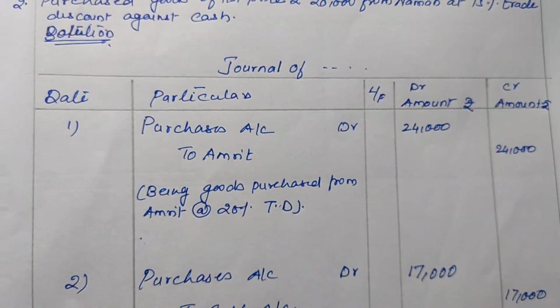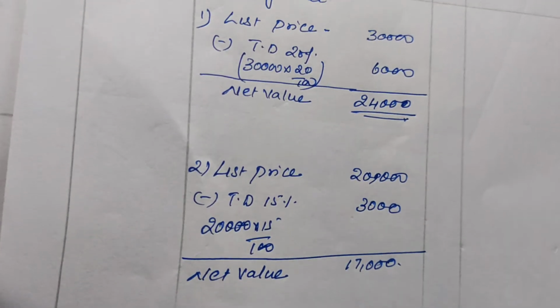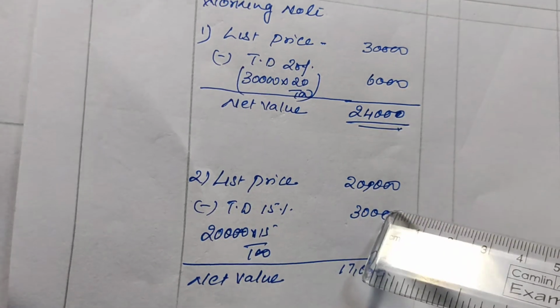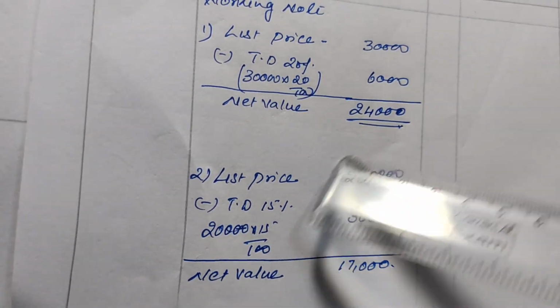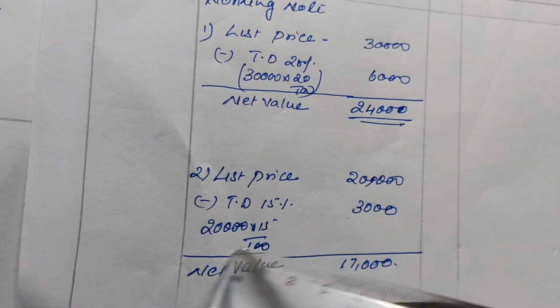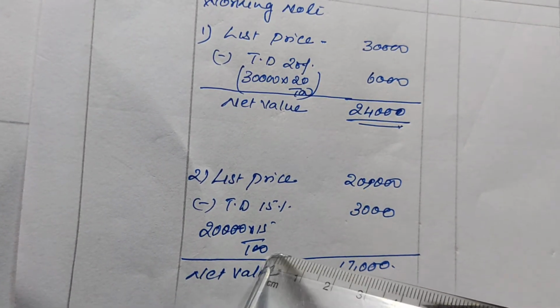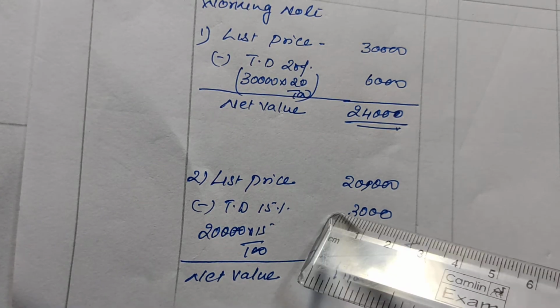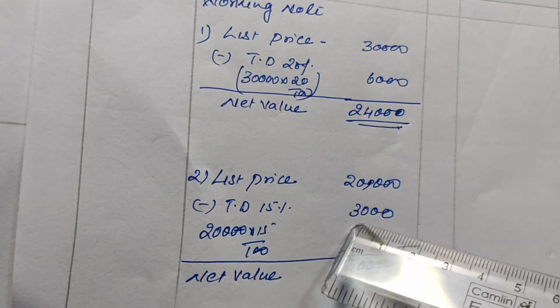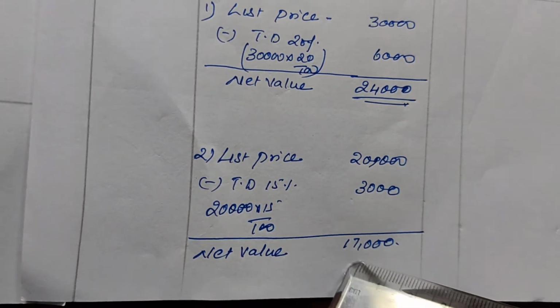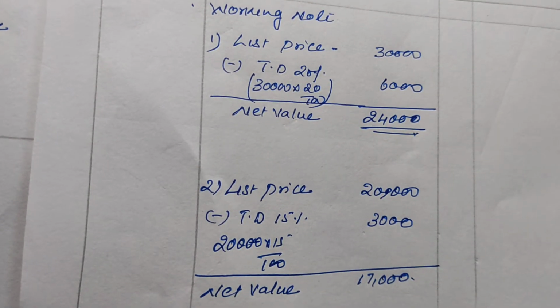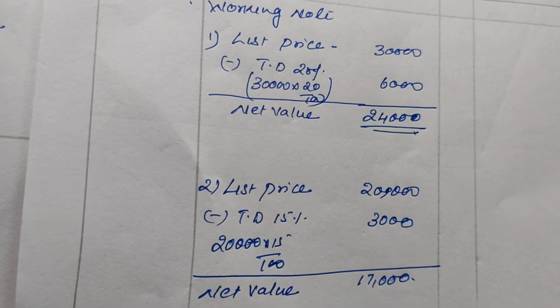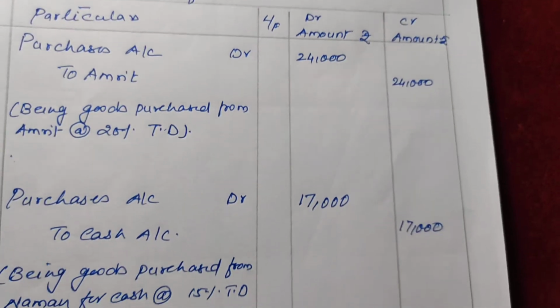Okay, so let's see how to do the calculation. So here list price is 20,000 less TD 15%. 20,000 into 15 upon 100, that is 3,000. From this 20,000 we have to deduct 3,000 and the net value is 17,000, and that net value will be recorded in the purchases and in cash in credit.